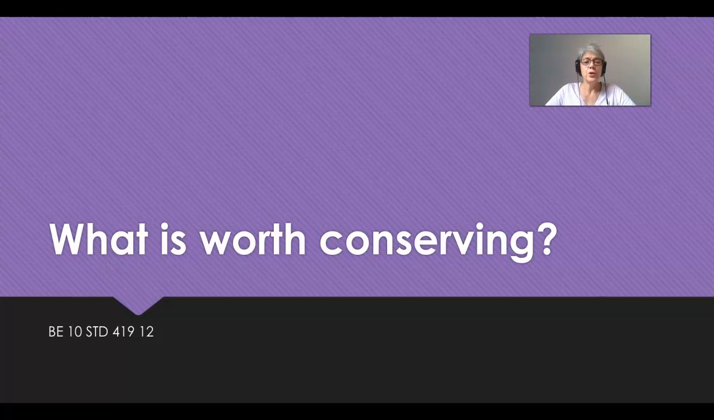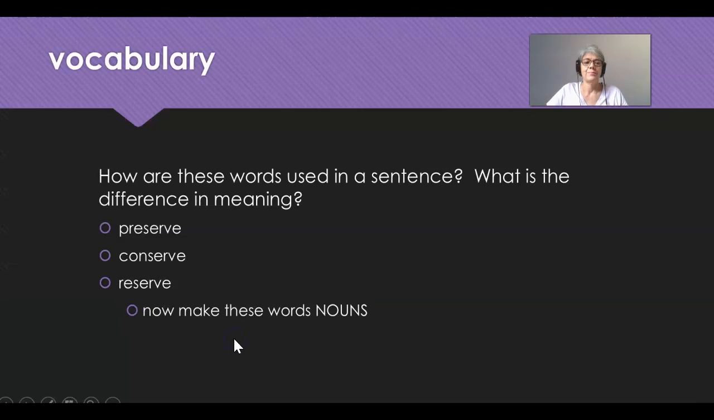So what is worth conserving? If you turn to Unit 1 of your BE textbook, Prism for Reading, you will see the topic is preservation or conservation. So before we start the writing lesson, I want you to be really confident with the vocabulary. How are these words used in a sentence? And what's the difference in the meaning? Is there a difference in the meaning? We've got 3 words here.